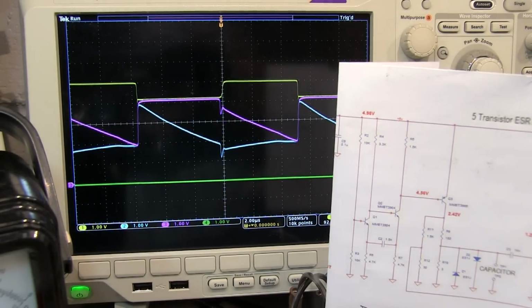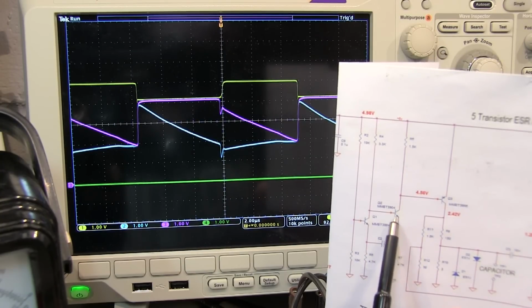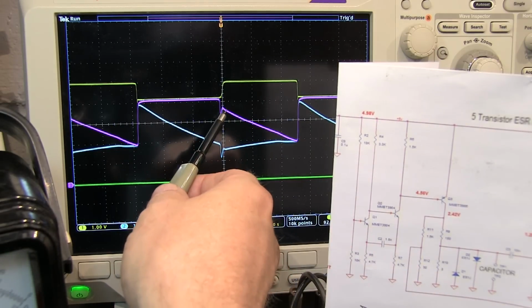Okay, so since Q2 is turned off, there's no current coming out of its emitter. So therefore, there's nothing to keep putting charge onto this capacitor, so now resistor R7 starts discharging the voltage across C2, and that voltage here begins to drop, and we can see that happening right here.